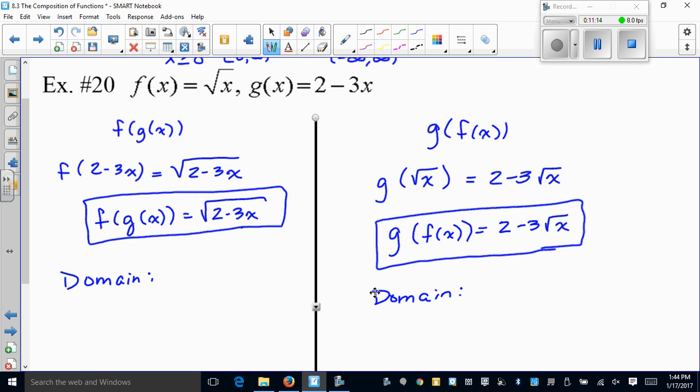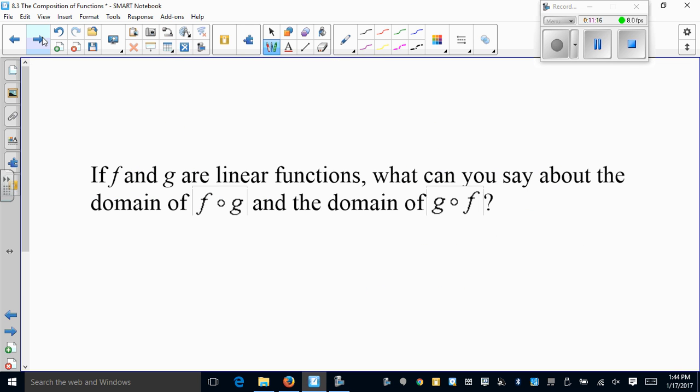Okay, then they have your last one, probably a better one to do in class. But if f and g are linear functions, what can you say about the domain of f of g and the domain of g of f? Well, linear functions, the domain is all real numbers. And so if I put something with all real numbers into something with all real numbers, the domain is all real numbers.